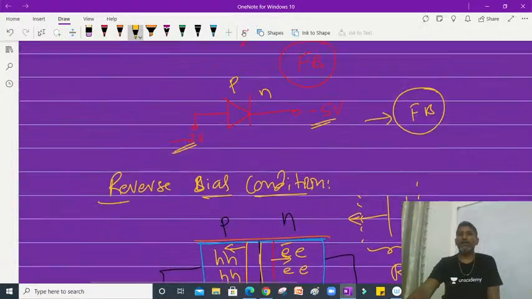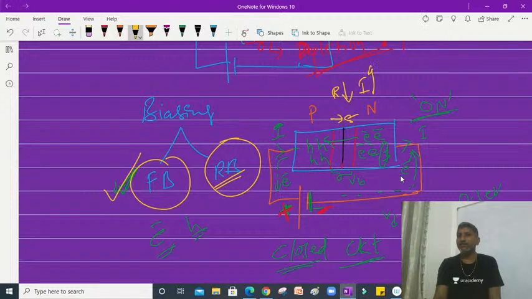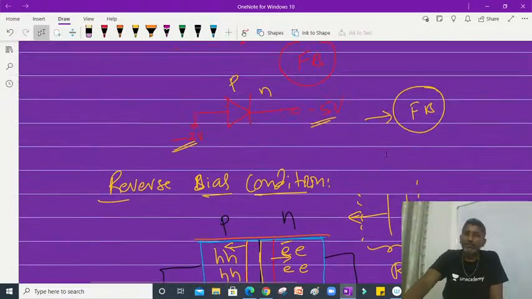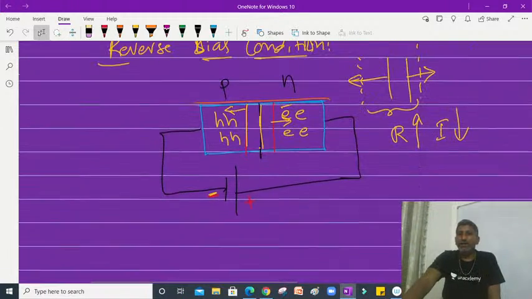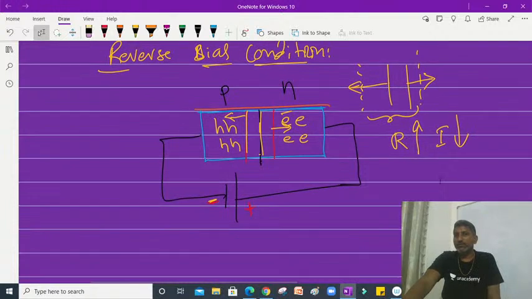Here in forward bias condition, what happens? Charge carriers are moving like this, and this width will decrease. Then resistance decreases and the current value increases, according to the relation between resistance and current. Of course, semiconductors cannot obey Ohm's law like metals, but still the relation follows: resistance and current are inversely proportional. So whenever the depletion layer increases, the resistance will increase and the current will decrease. So this is the reverse bias condition.